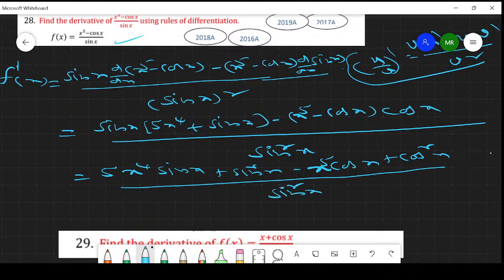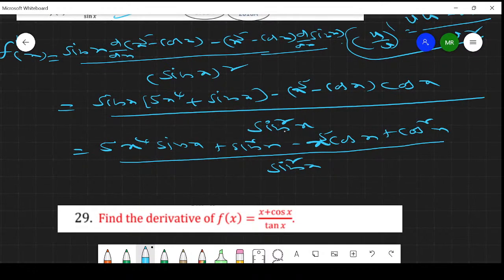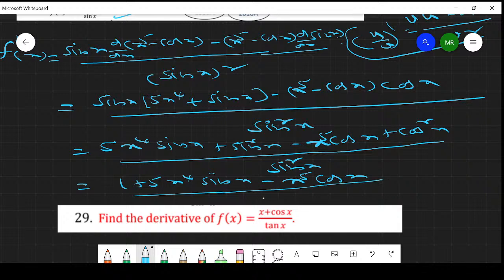But we know that sin square x plus cos square x is equal to 1. You see here we have two terms, this is sin square x and this is cos square x, which is 1. So I can write the final answer: 1 plus 5x power 4 sin x minus x power 5 cos x, by sin square x. That's your answer, that's all.